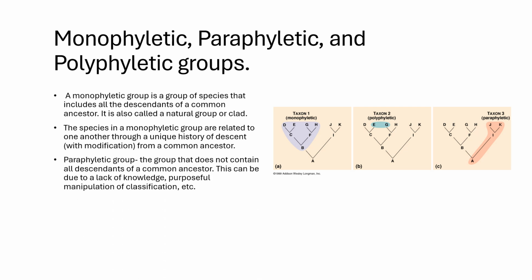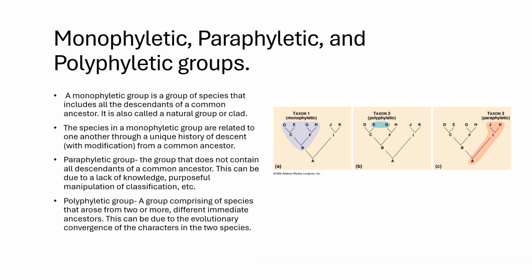Sometimes what happens is you have a group in which you do have the common ancestor, and you also have the individuals that are derived from the common ancestor, but it does not have all the individuals that were derived from the common ancestor. So due to lack of knowledge, you did not include all, or the previous people did not include all the individuals that were derived from this common ancestor, and that is when you have a paraphyletic group, that you can see in figure C.